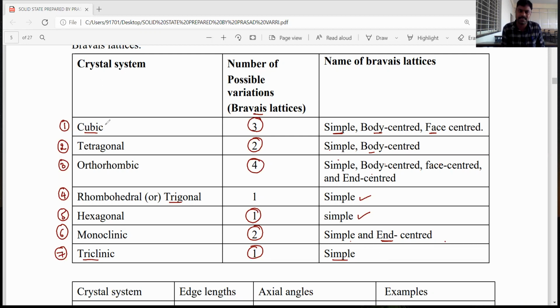Among these 7 types of crystal systems, the main important one is the cubic crystal system, very, very important. In the cubic crystal system, there are three types of unit cells present: simple cubic unit cell, body centered unit cell and face centered unit cell. Their packing efficiency, how much percentage of atoms are occupied in that particular unit cell in cubic crystal system, that packing efficiency calculation is also very important. Okay, dear students, in the next tabular form we'll discuss the crystal systems, their edge lengths and axial angles, relations and examples.